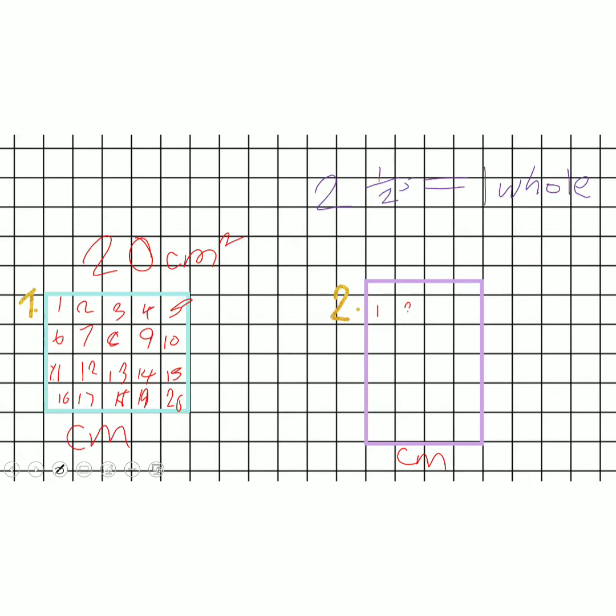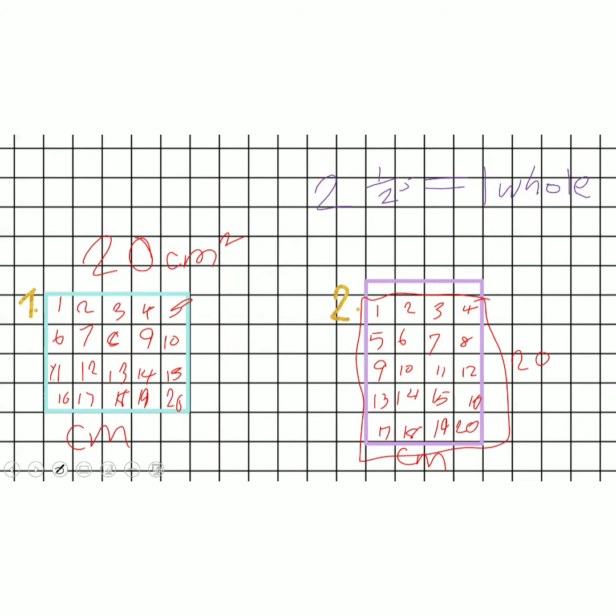Now, let's count. 4, 5, 6, 7, 8, 9, 10, 11, 12, 13, 14, 15, 16, 17, 18, 19, 20. So that answer is not 20. We have to go to our halves. That was just for the full squares.